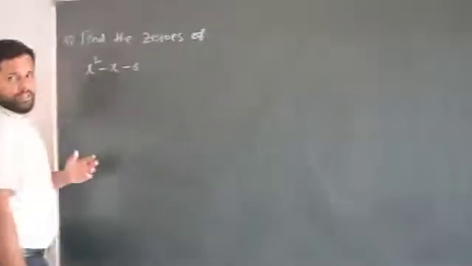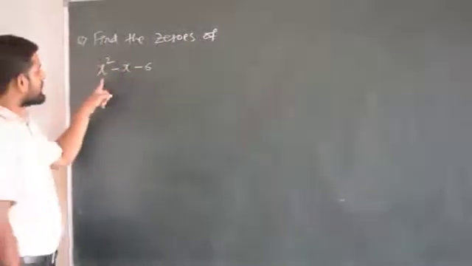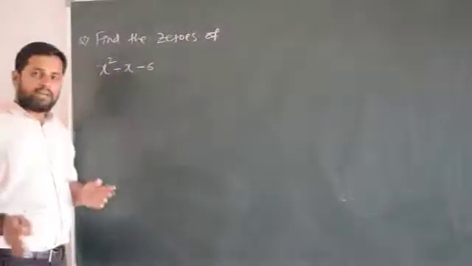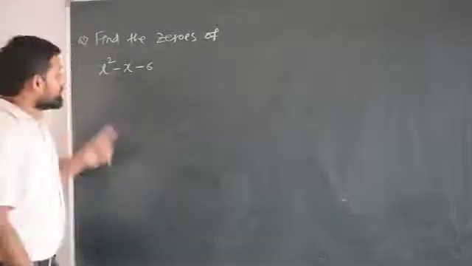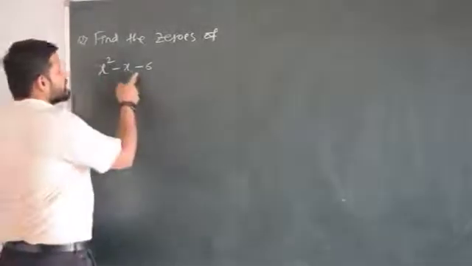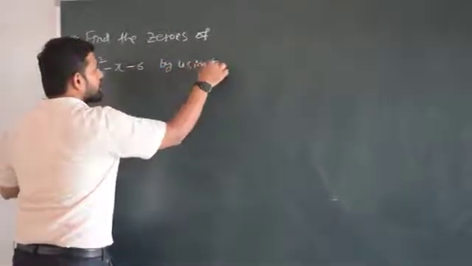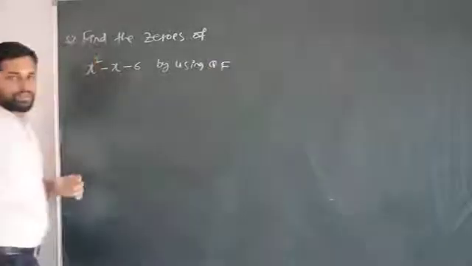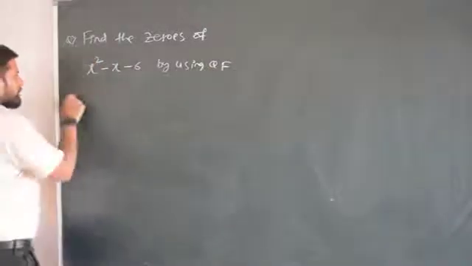You can use factorization, or you can use the quadratic formula and solve it. Factorization, if you are well versed, you can do that. Otherwise, if they are asking to find the zeros of x square minus x minus 6, you can do it by quadratic formula or by factorization. But if the question says find the zeros of x square minus x minus 6 by using the quadratic formula, then what are you supposed to do? Tell me. You must use the quadratic formula now.